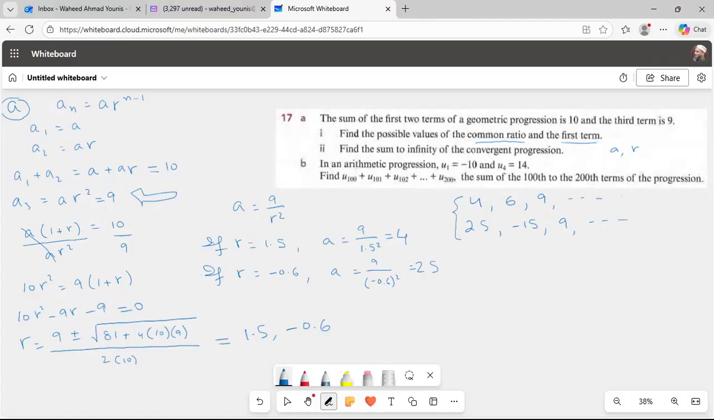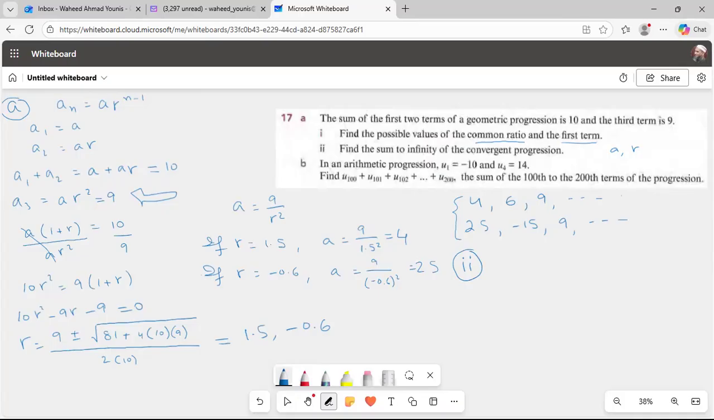Okay, now find the sum to infinity of the convergent progression. This is part 2. I have done part 1 basically here. Okay, now the sum to infinity of a convergent progression. You see, this one, it is not converging.